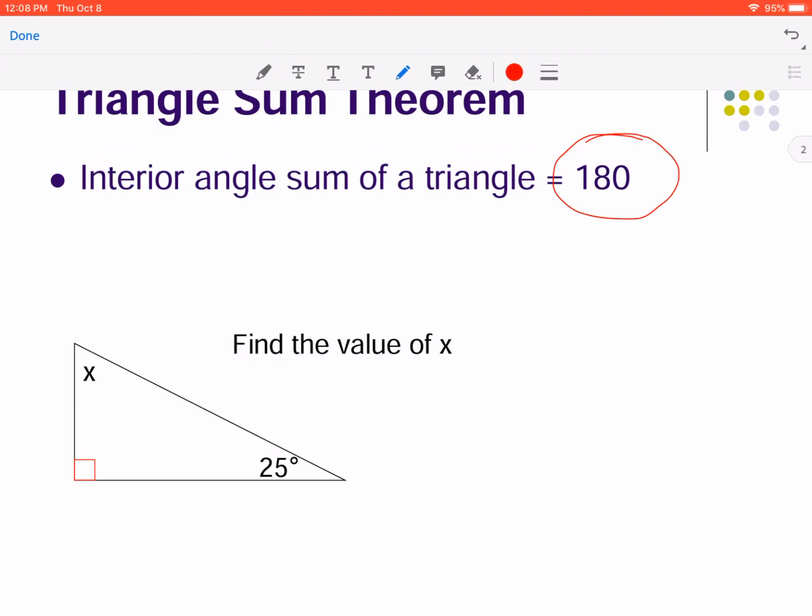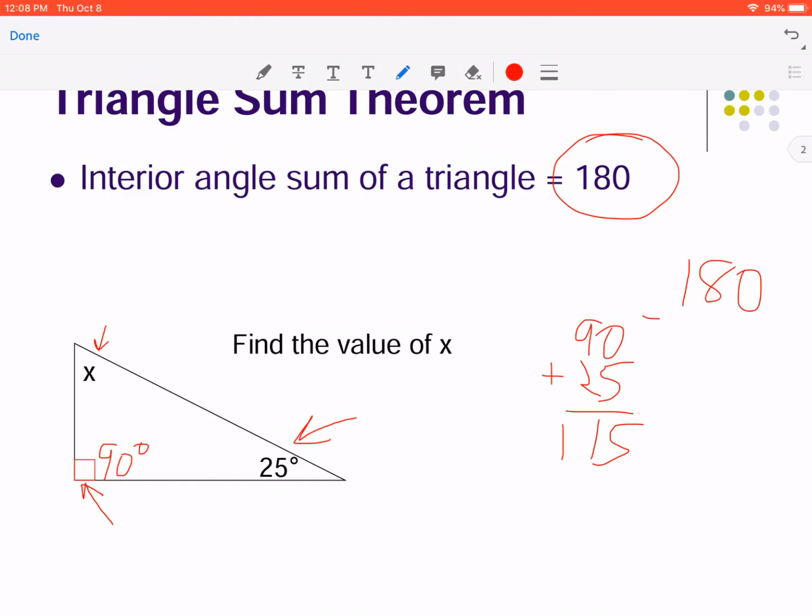Now, in this first example here, this angle is 25. This angle, remember, a box represents 90 degrees. So if I need to find the missing angle here, remember, all three of them just need to add up to 180 degrees. So I'm going to do 90 plus 25. That's 115, and then do 180 minus 115, and it should give me 65. So this angle here, x, is 65 degrees.